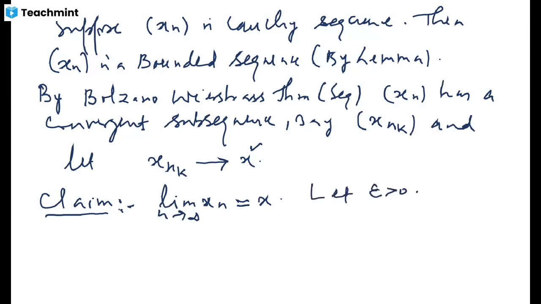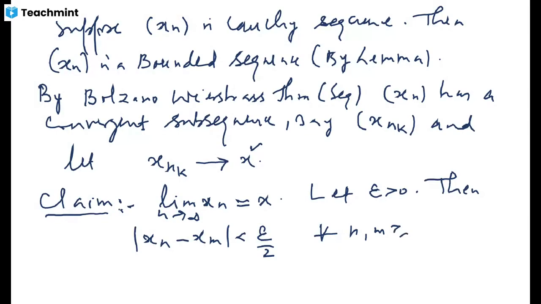Now, since the sequence is Cauchy, we have |x_n - x_m| less than epsilon by 2 for all n, m greater than or equal to some number capital N. Let this inequality be denoted by star.